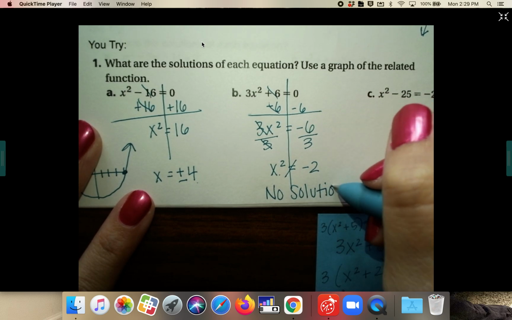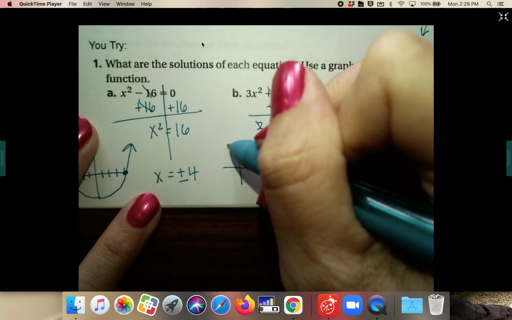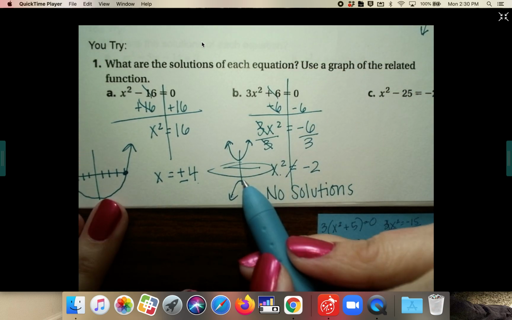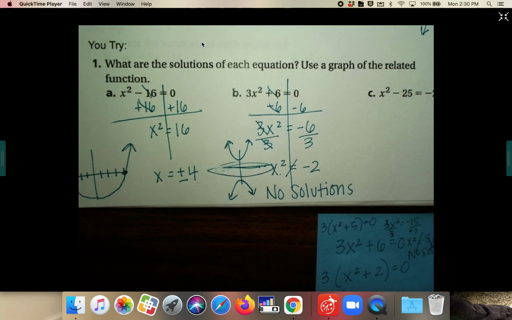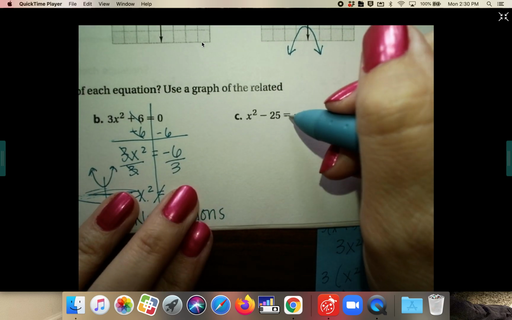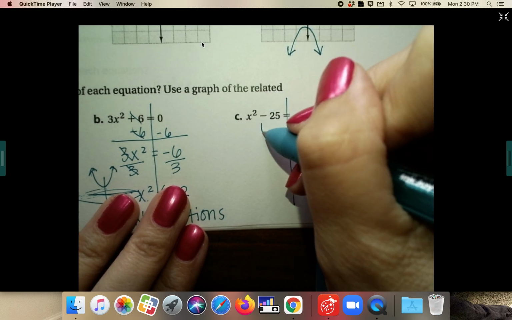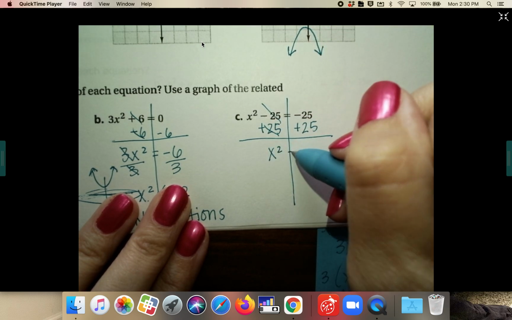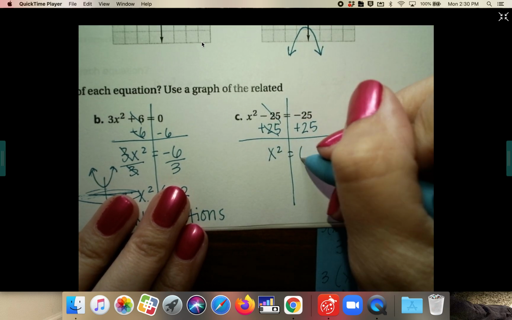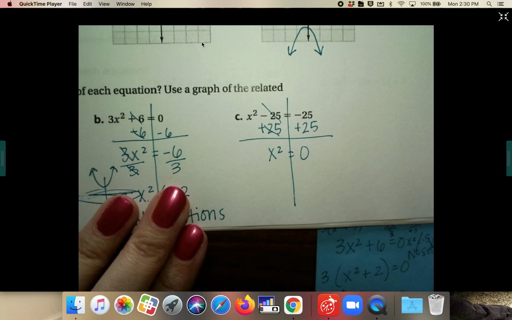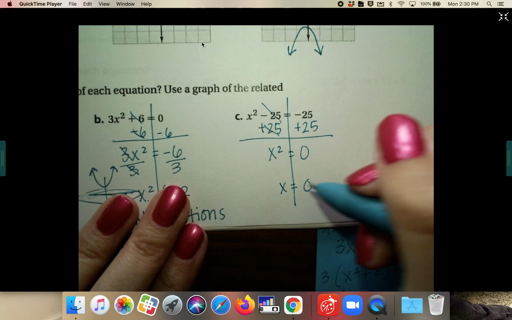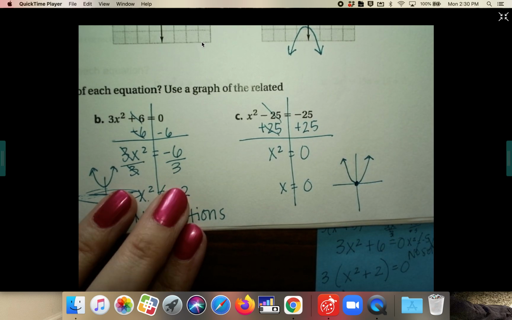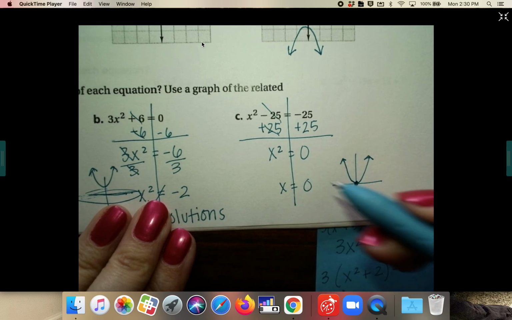And again, that does not mean there's not a parabola. It just means the parabola is way above or way below the x-axis. There's no solutions on the x-axis. Okay, let's try C. So we want to add 25 to both sides. X squared equals negative 25 plus positive 25 is 0. What number squared is 0? 0, and that's the only one. So this would be an example of where the vertex is on the 0. So there's only one solution, and it is 0.